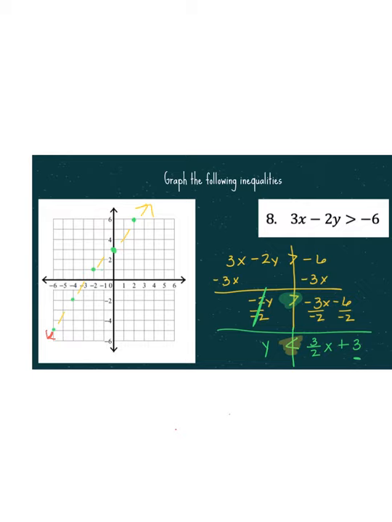Okay, and it says y is less than. The alligator's not eating the y, so y is less than. So I'm going to find my points, and I'm pulling down because down is less. And then I'm going to shade everything below there.